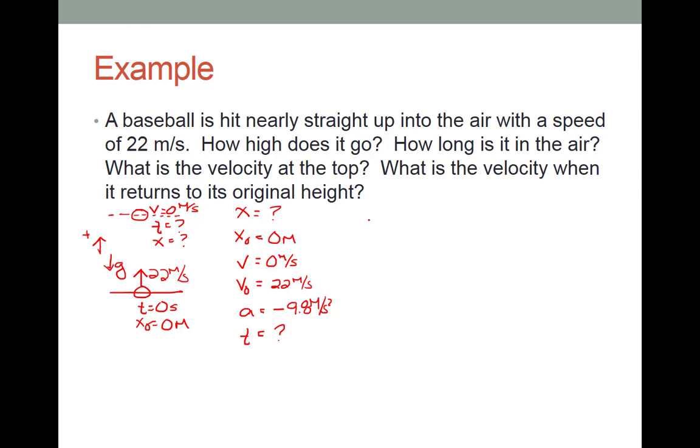So without further ado, I'm going to start here to find time. So 0 meters per second equals 22 meters per second minus 9.8 meters per second squared t. I'm going to take the 9.8 and move it to the other side along with its t.